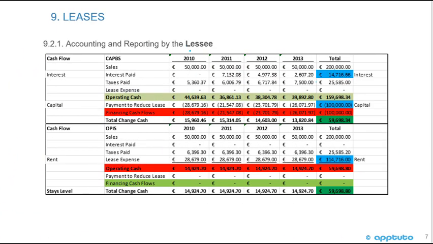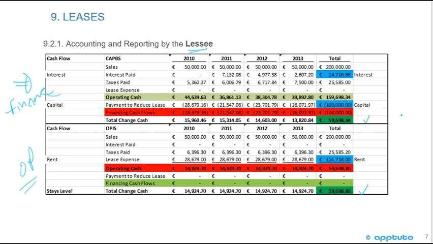So now we're going to look at the cash flows from the point of view of the lessee again. At the top, we have the capitalized balance sheet. So this is the finance lease. And below, we have the operating lease. Okay. So we can zoom in on a couple of things right away, just to get that out of the way. We can see that the total change in cash is the same. It's just a timing issue once again.